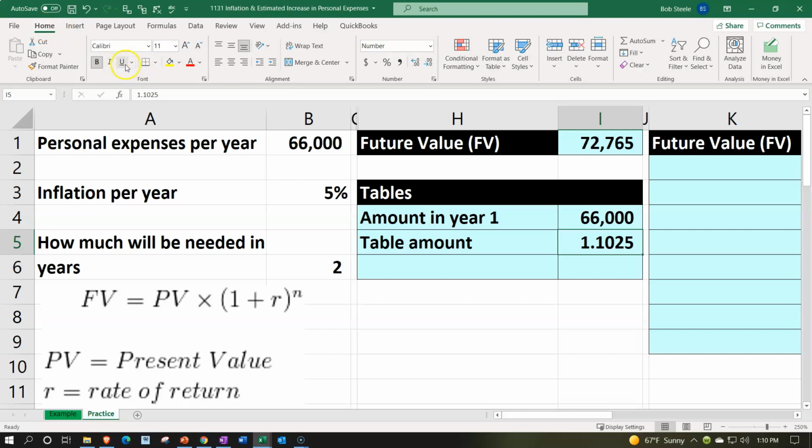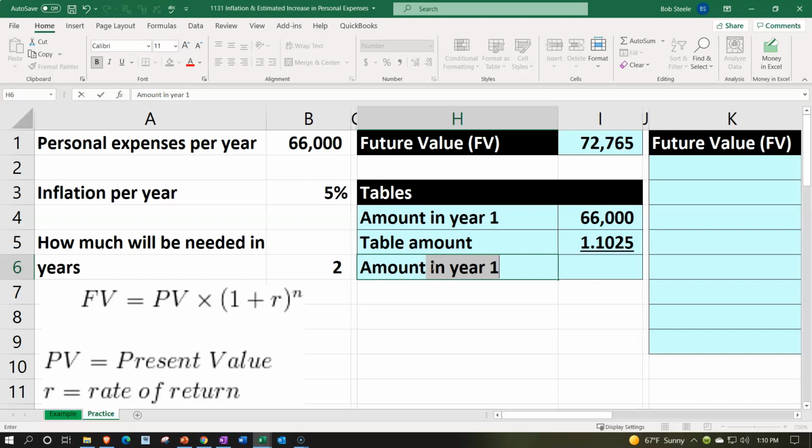Home tab, font group, underline, and then that's going to be the amount for year 2 or 2 years out, which is going to be equal to the 66,000 times the 1.1025. That gives us our 72,765 once again. Now we're going to do it one more time.